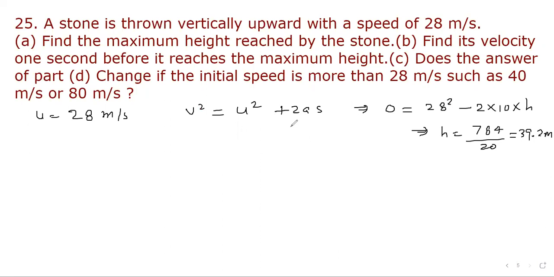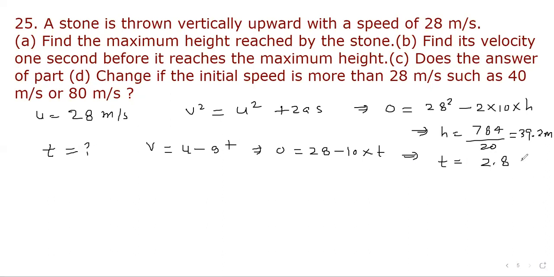Now the next part is to find the velocity 1 second before it reaches the maximum height. So let's evaluate the time taken to reach maximum height first. So t is the question mark. If we apply formula v equal to u minus gt, so v is 0, u is 28, and g is 10 into t. So from here we get t equal to 2.8 seconds.